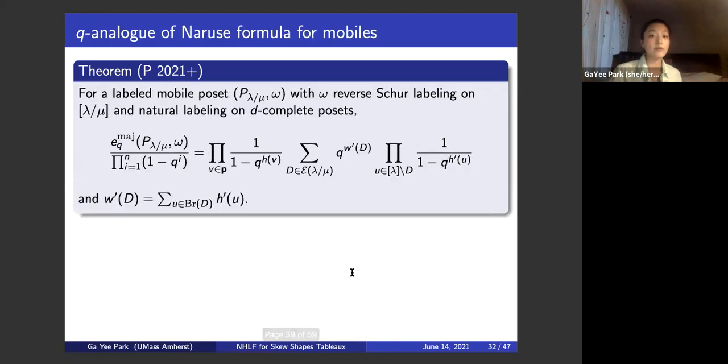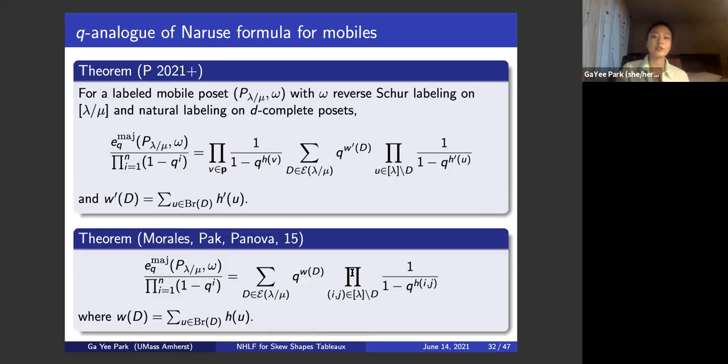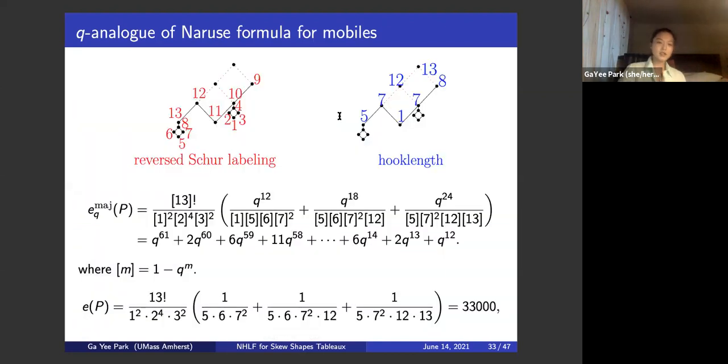We also have it for the major index as well. To compare it with the original one given by Morales, Pack, and Panova, again, we have these extra accessories to count in the hook lengths of the d-complete posets, and the broken diagonal hook length of the broken diagonal support is also replaced by the definition of the new hook length as well. So here's an example.